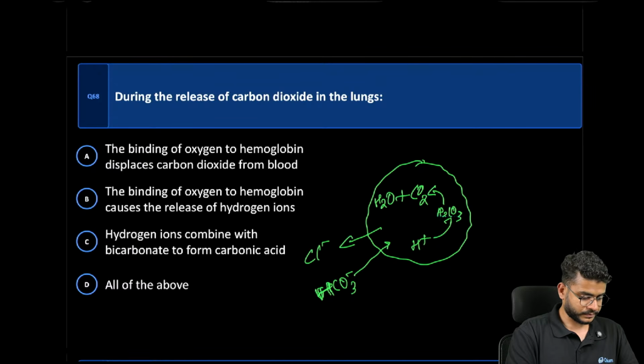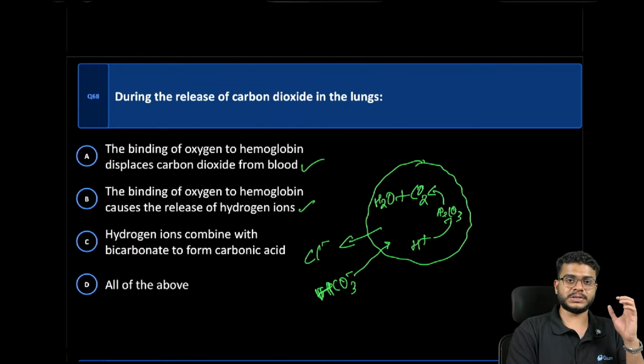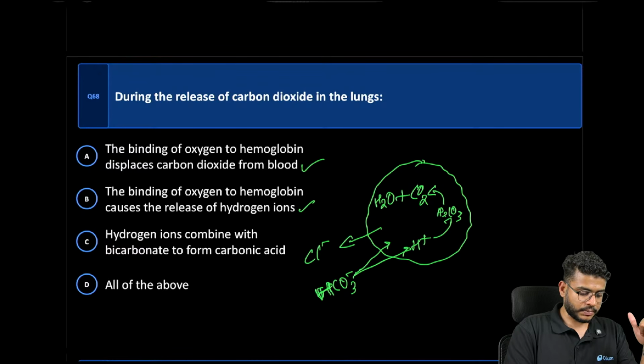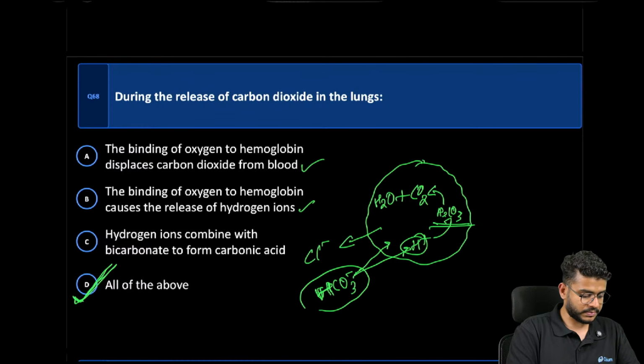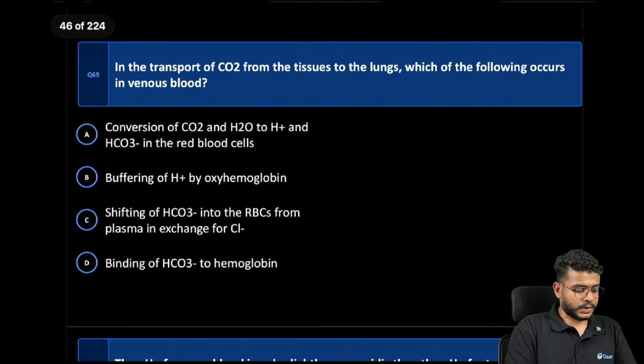The binding of oxygen to hemoglobin displaces carbon dioxide. Yes. The binding of oxygen to hemoglobin causes release of hydrogen ions. Yes, the binding of oxygen to the hemoglobin at the lungs causes the displacing of both the hydrogen and the carbon dioxide. The hydrogen ions combine with the bicarbonate to form carbonic acid. Yes. So all the statements are correct. Okay, next question.